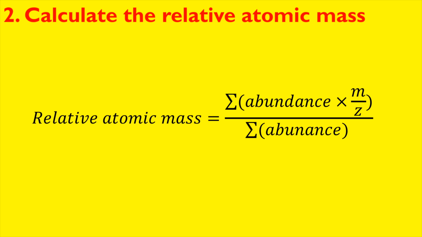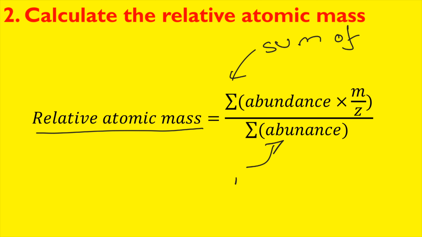So, how do we calculate the relative atomic mass from the data that we get? We can use this equation. The relative atomic mass is equal to the sum of the abundance times the mass to charge ratio, which will usually just be the mass, divided by the sum of abundance. If the abundance is given in percentages, it's probably safe to assume that that will be 100%, but do just double check it just in case it isn't.